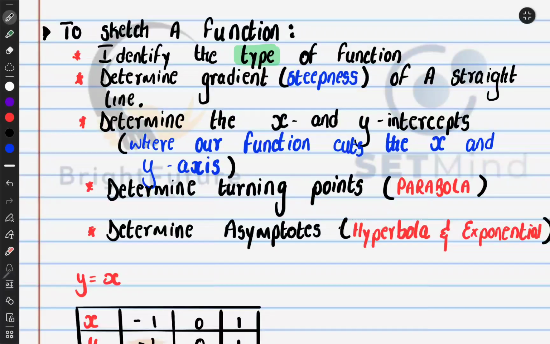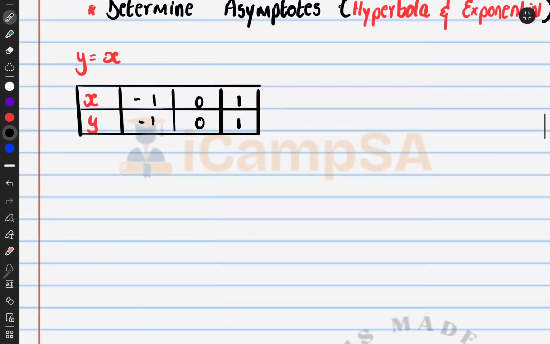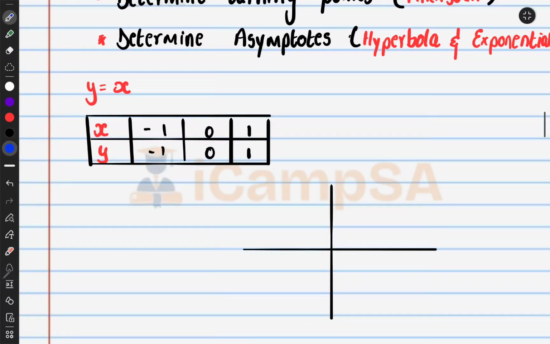And then next, you have to determine the x and the y-intercepts. What are your x and the y-intercepts? Your x and the y-intercepts are where our function cuts the x and the y-axis. So let's quickly draw a simple representation of the x and the y-axis, and then we have your function here. That function cuts the y-axis there, and then it cuts the x-axis there. Let me put, this is y and this is x.